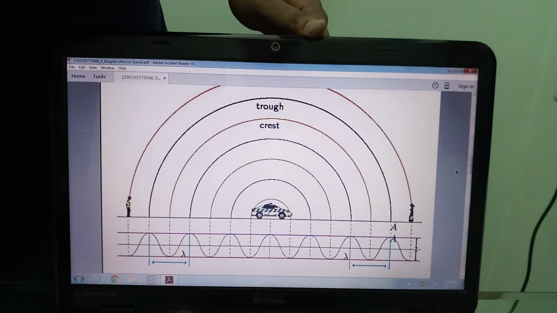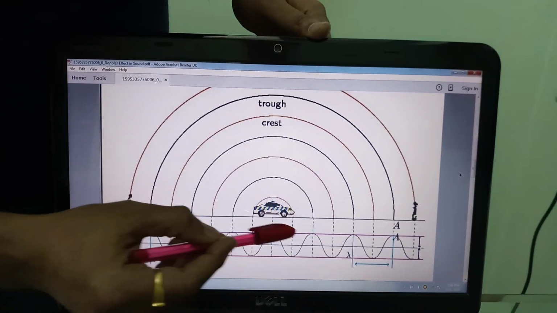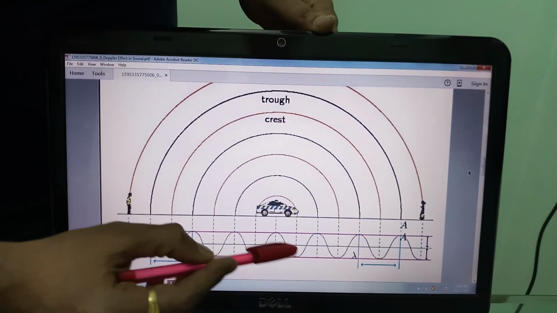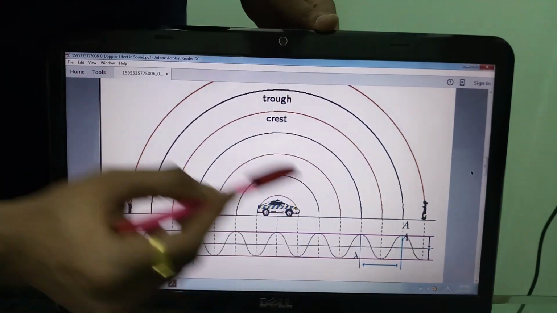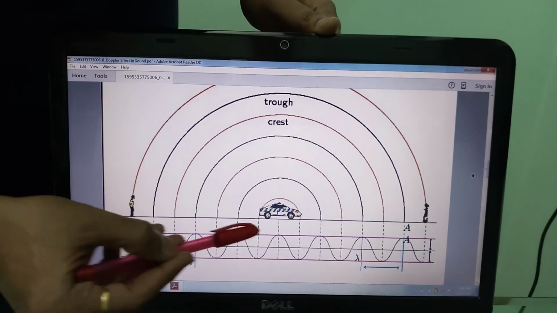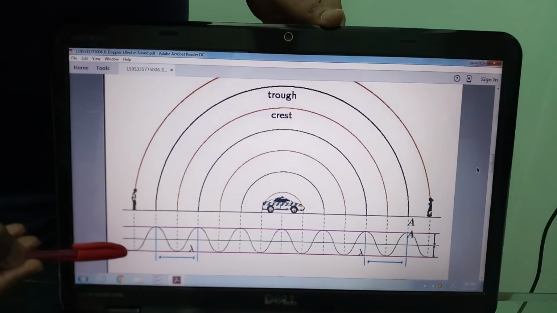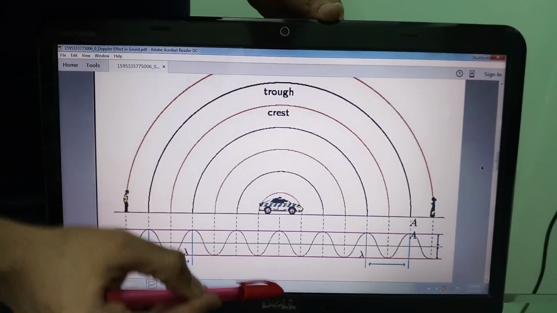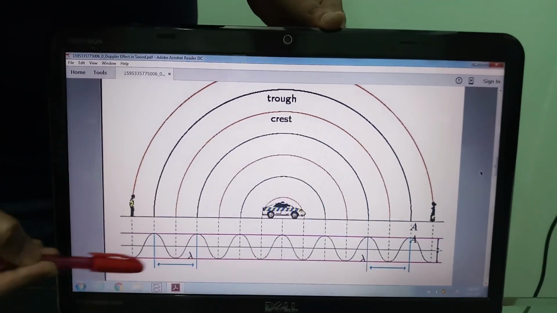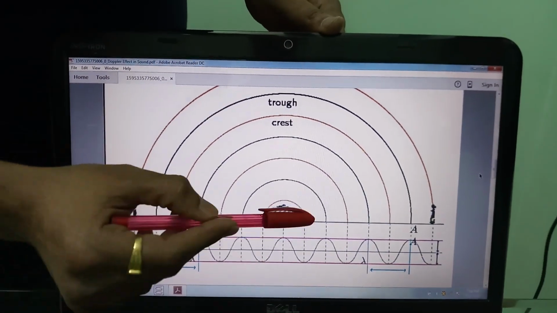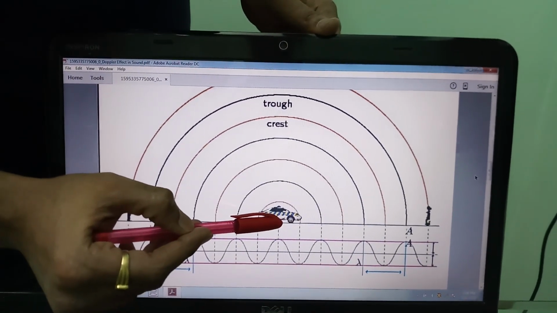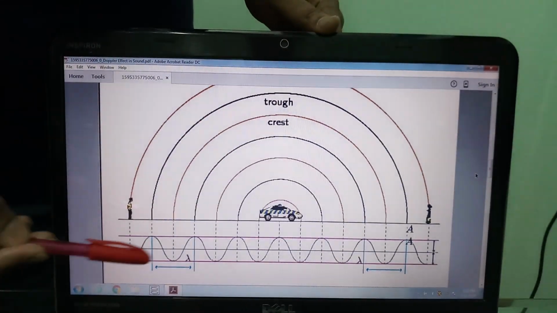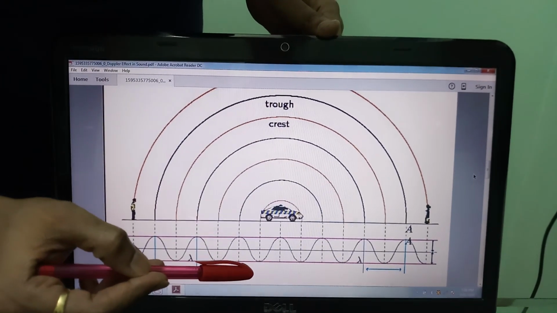Now what I get is, when this car sounds a horn, there will be waves propagated in all directions. So that will be received by the man as well as the woman. Please remember, this source of sound is equidistant from both. Now suppose the car moves towards the woman, then what will happen?